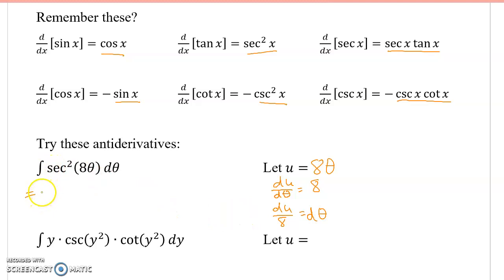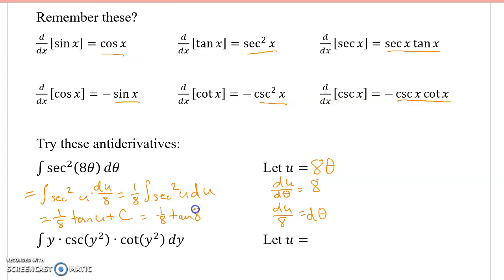Anyway, so this is going to be the integral of secant squared of u, and d theta is going to be du over 8. So that 8 in the denominator can factor out. And we've got an antiderivative that we definitely know how to do, because secant squared of u will integrate into tangent of u. So that 1/8 is still out front, but we've got tangent of u, and then our final answer would be 1/8 tangent of 8 theta plus c.